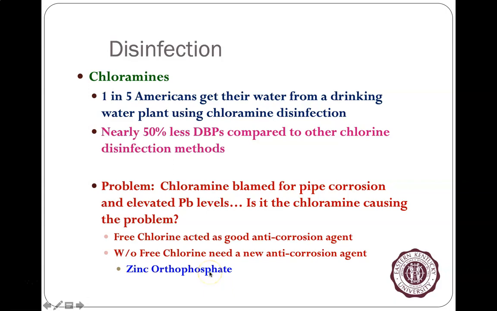So we're going to watch a little video, or I'm going to put up a slideshow on Flint, Michigan, and how they could have prevented a lot of their catastrophes with their water by adding a chemical like zinc orthophosphate.